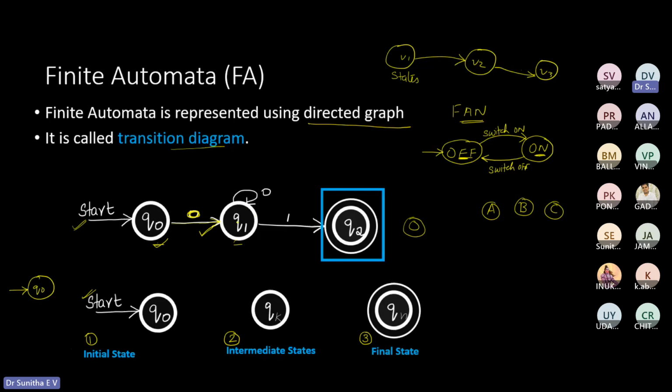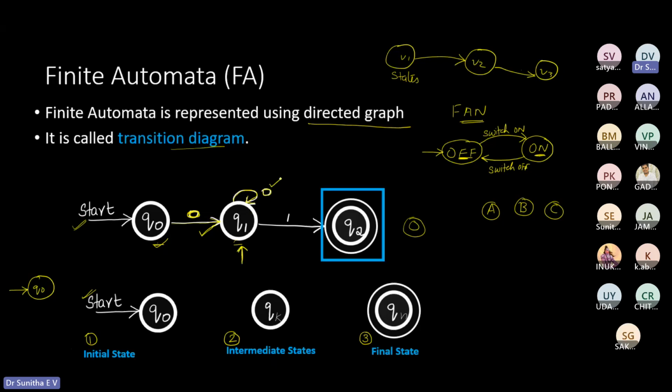Then in Q1 we can have a transition like this. We call it a self loop, a transition starting and ending in the same state, and it is on 0. So if the machine is in state Q1 and the current input is 0, then the machine will remain in the same state itself. It will not take any state change or state transition. So self loop means it will remain in the same state.